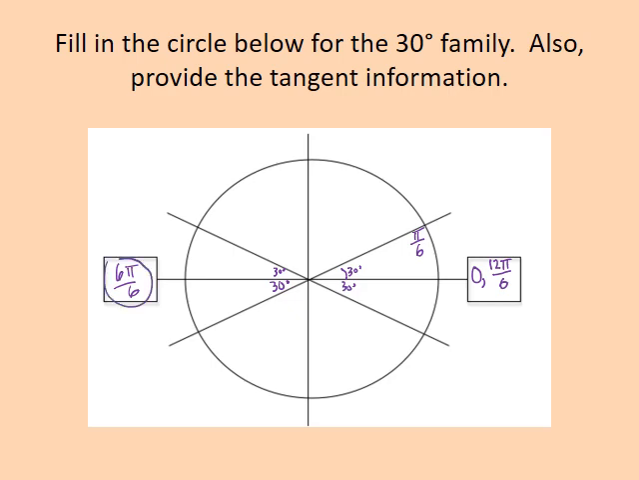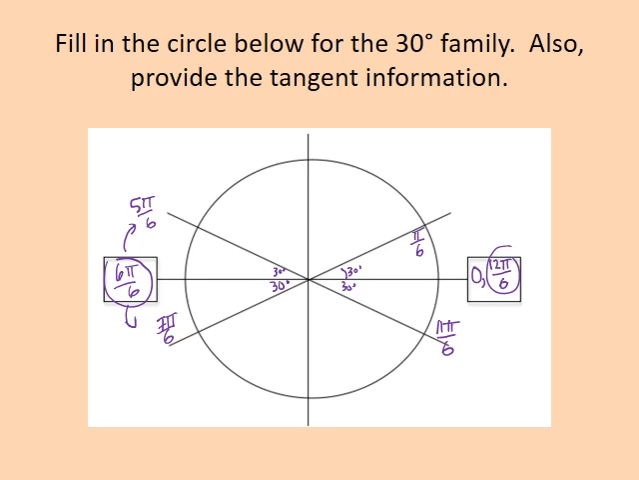Since this is pi, the angle that's slightly less than pi is 5 pi over 6. That represents the 30-degree reference angle in radians in the second quadrant. If we want to go a little bit more than 6 pi over 6, that's 7 pi over 6, which is our radian measure in the third quadrant. In the fourth quadrant, we go 1 less than 2 pi. So 1 less than 12 pi over 6 is 11 pi over 6.